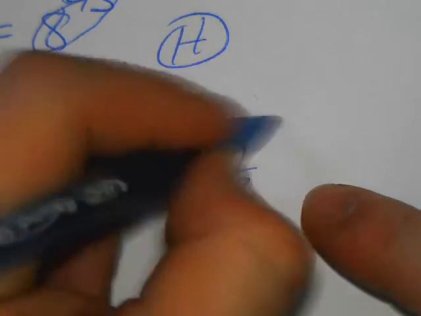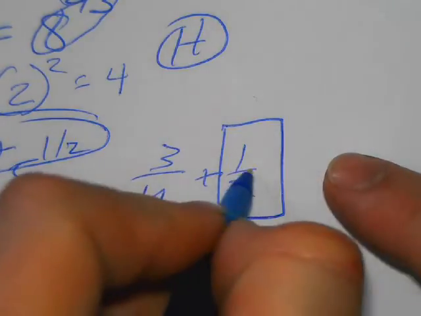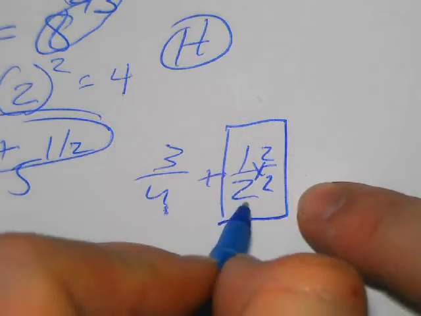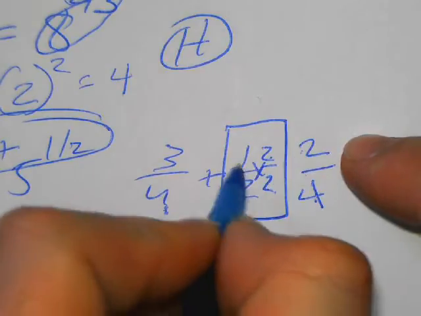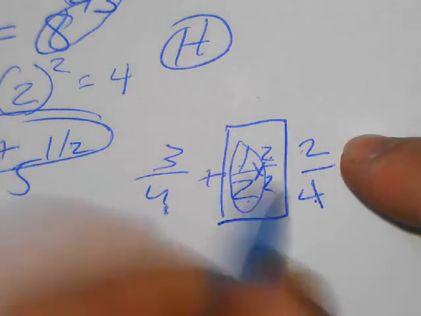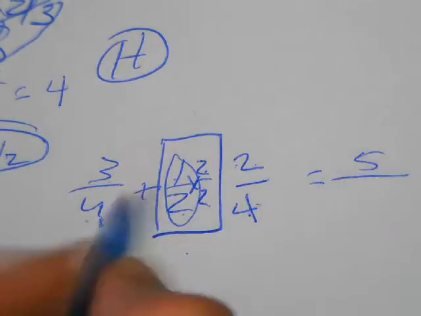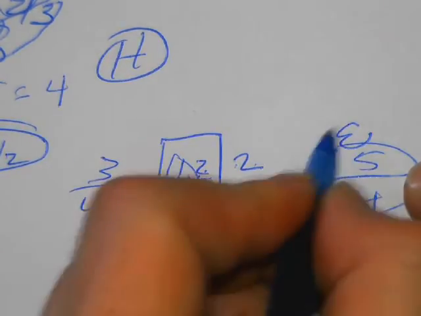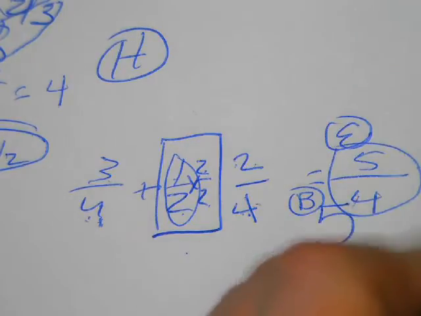So I need something that equals 1/2, but has a denominator of 4. So if I multiply this fraction by 2 times, 2 times 2 is 4, and 1 times 2 is 2. 2 over 4 is still 1/2. It's the same thing. I just need this common denominator. So 3 plus 2 is 5, and 4 stays the same. So that's my exponent. My base is still going to be 5. All right, so this is 5 to the 5/4 power, and that's letter E.